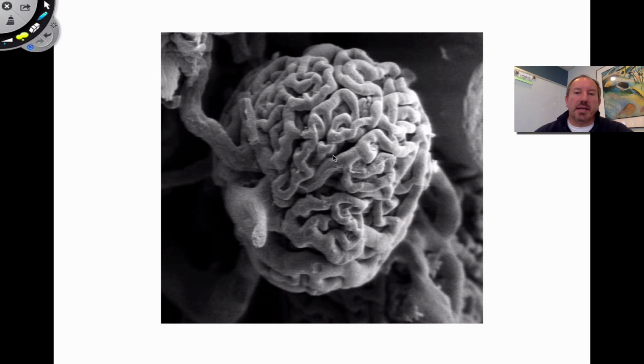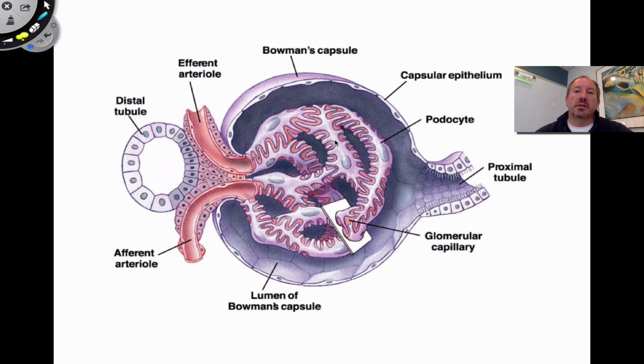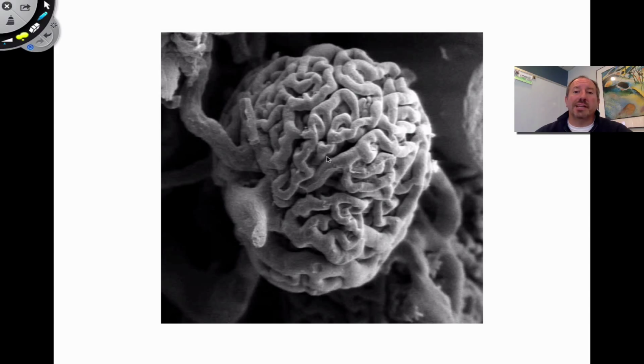So this, again, amazing picture, see if you can guess what it is. It is the glomerulus without the Bowman's capsule. And so you can see the arteriole going in, and here's the tuft of capillaries. So this right here is actually this. This is a drawing, and obviously this is the real thing, a scanning electron micrograph.